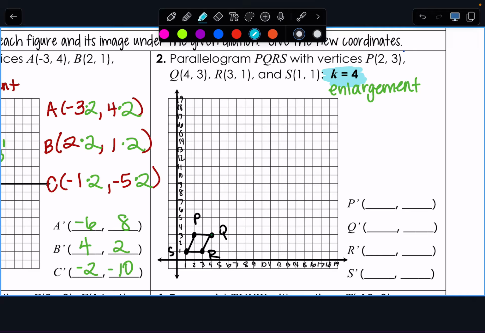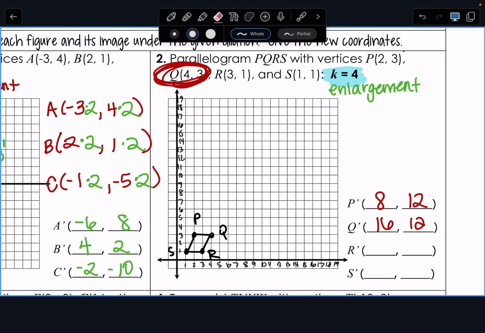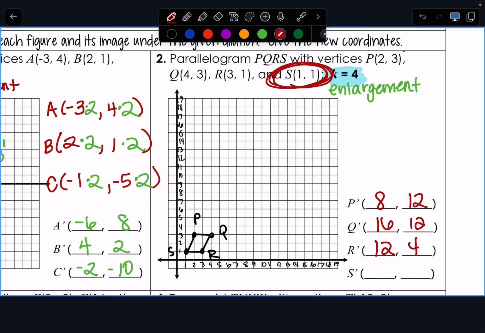Okay. What's our new P coordinate? 8, 12. Does anybody disagree? No. We multiply 2 and 3 by 4. What's our new Q coordinate? 16, 12. Thank you for helping him. What's our new R coordinate? Good. What's our new S coordinate?